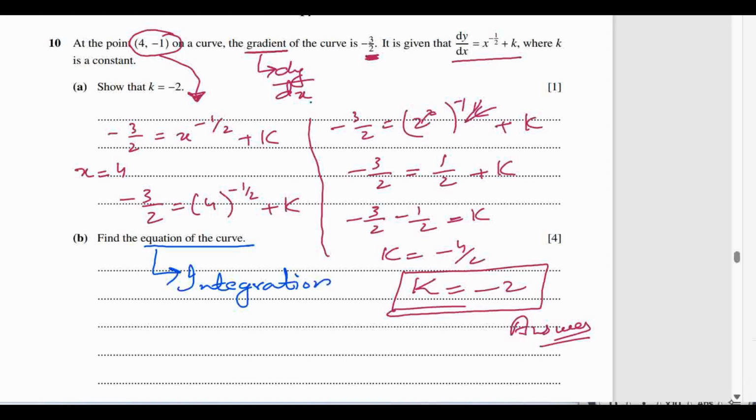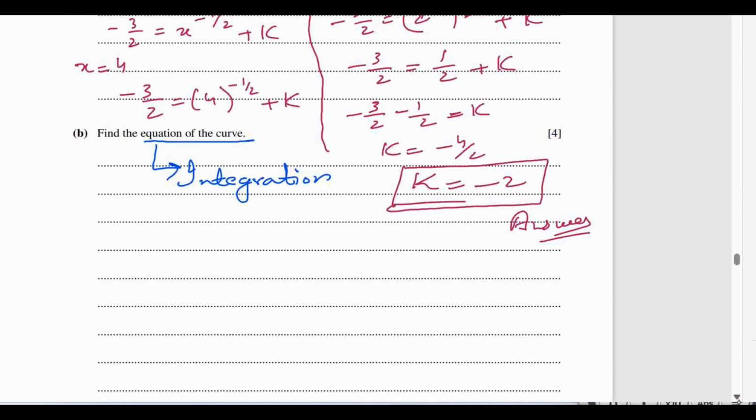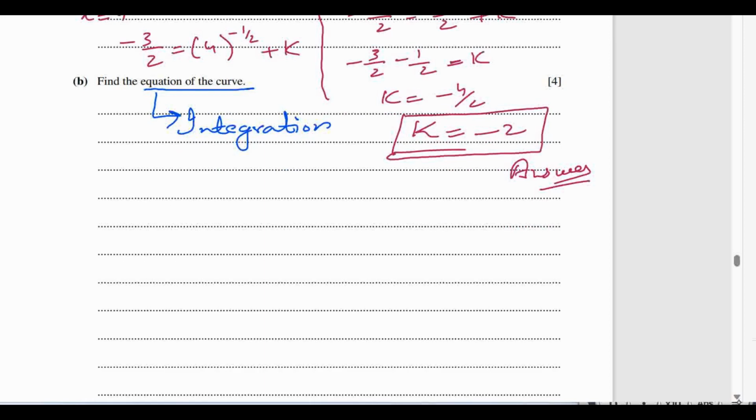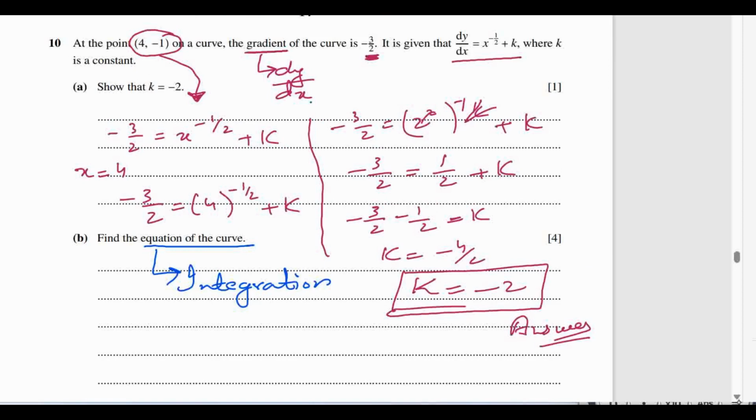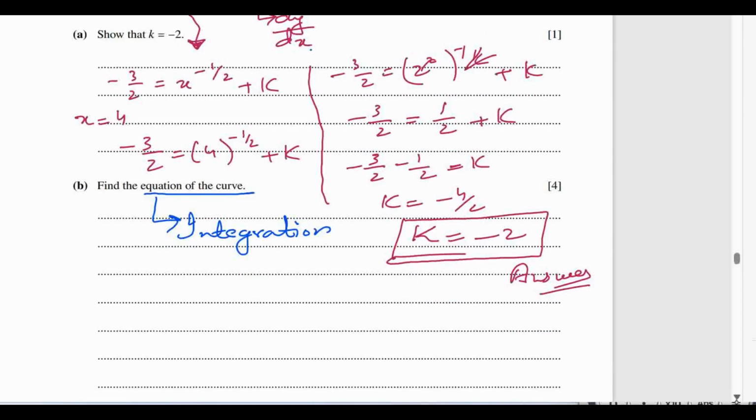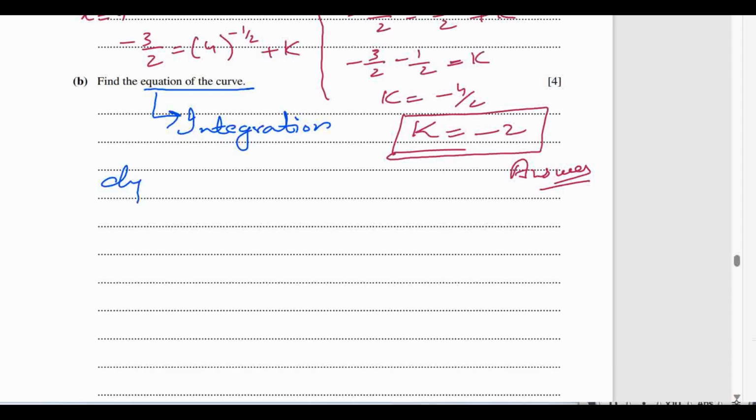Okay, we will use integration. Now for integration, what can we do? The original equation is, where is the original equation? Yes, this one. Now this will be dy by dx is equal to x power minus 1 by 2 minus 2. Now we can rearrange it. So dy is equal to x power minus 1 by 2 minus 2 whole, times dx.